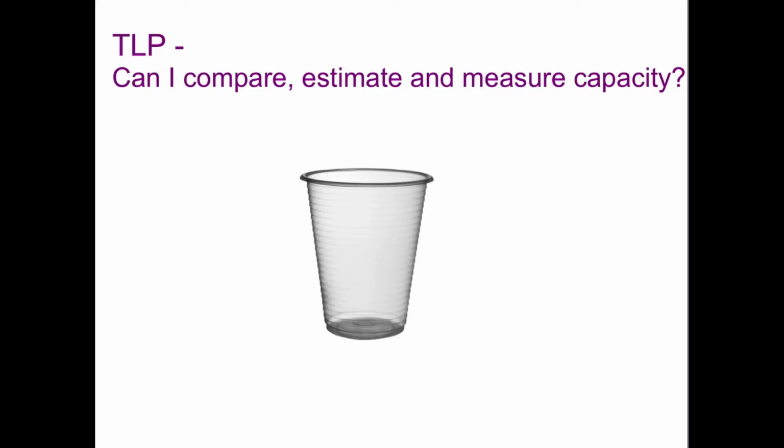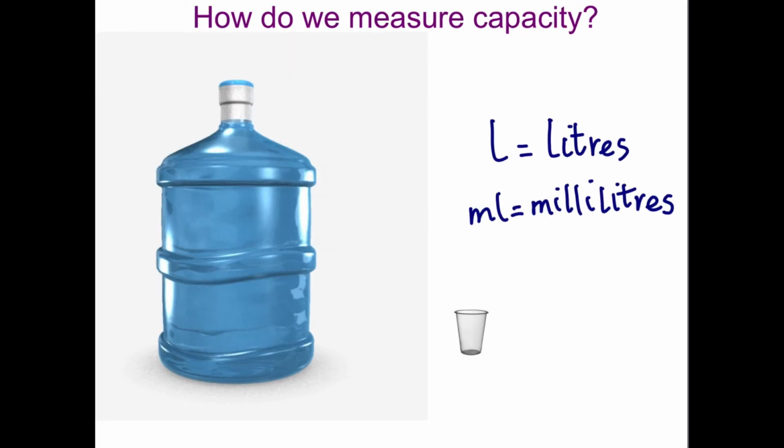Our TLP for today is, can I compare, estimate and measure capacity? Now capacity means how much something can contain. So it might be liquid, it might be something else. Today we're looking at liquids. So we measure capacity using litres and millilitres. And in England, we spell litres with an R-E, and millilitres. You often see it written the American way with an ER, but it's R-E.